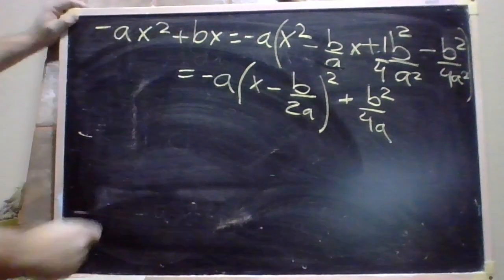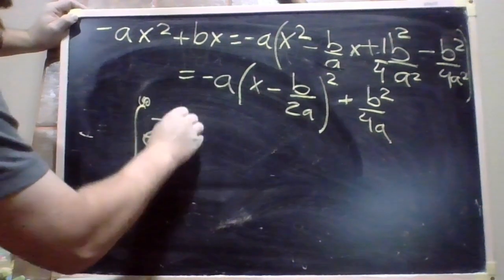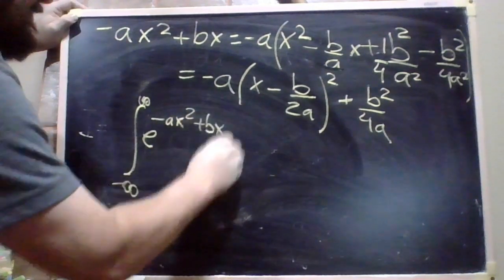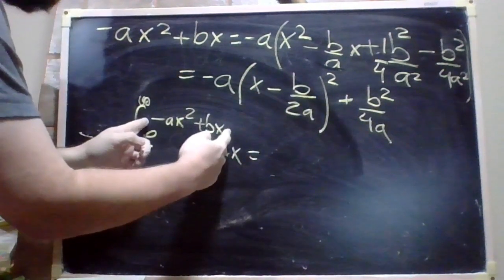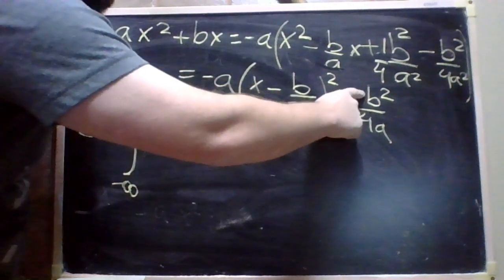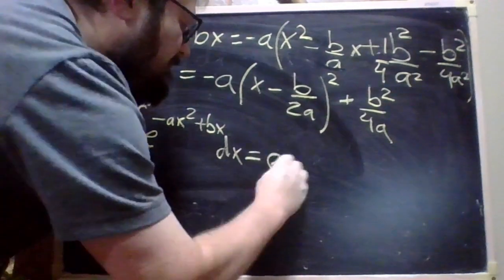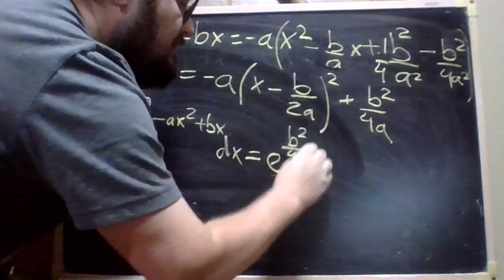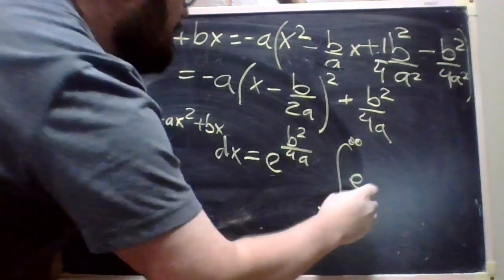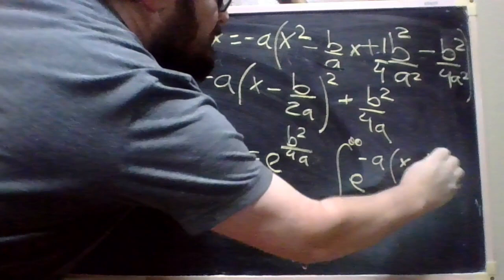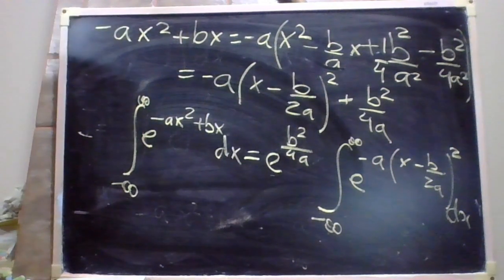So what you want to integrate is this object. Integrate e to the minus ax squared plus bx over dx is equal to, now if you plug in this polynomial in that form, this factor e to the b squared over 4a does not depend on x, and you can put it in front of the integration sign because it's just a constant. And you will need to integrate from minus infinity to infinity exponential of minus a times x minus b over 2a squared dx. All right, that's it. That's what you need to integrate.